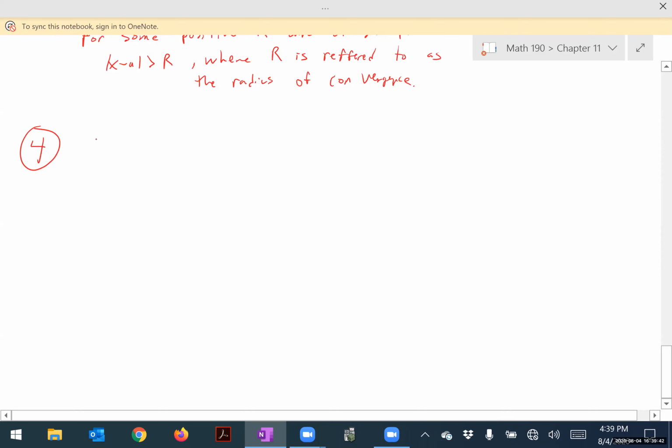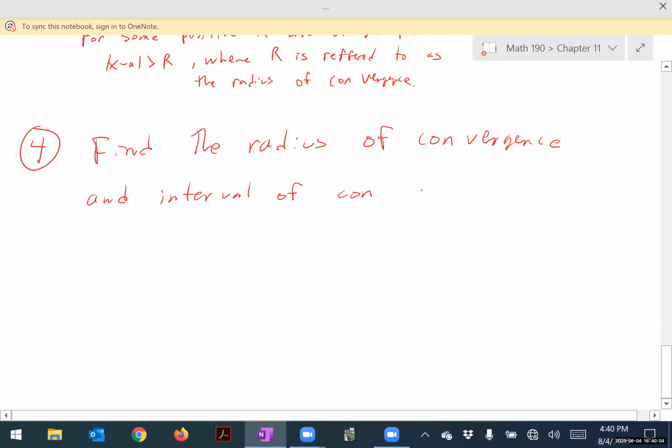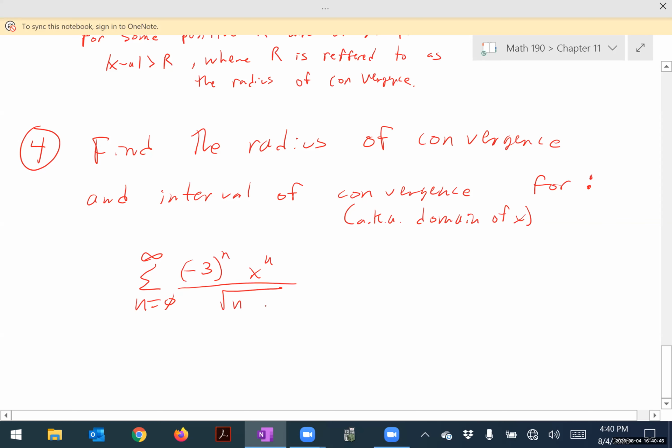Number 4. Find the radius of convergence and interval of convergence, aka domain of x, for the following power series: the summation n equals 0 to infinity of negative 3 to the nth power x to the nth, all over the square root of n plus 1. Nice.